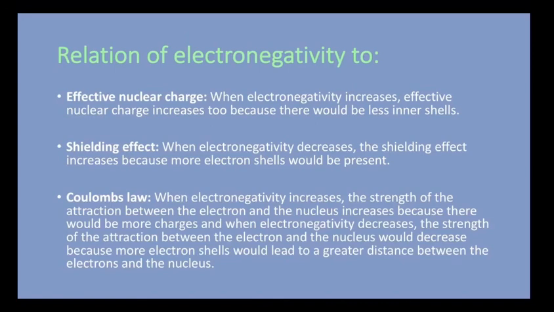the electron and the nucleus increases, because there would be more charges. And when electronegativity decreases, the strength of the attraction between the electron and the nucleus would also decrease, because more electron shells would lead to a greater distance between the electrons and the nucleus.